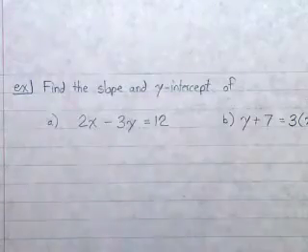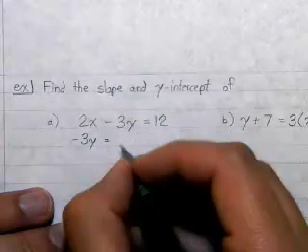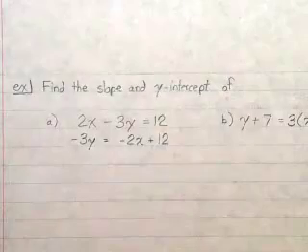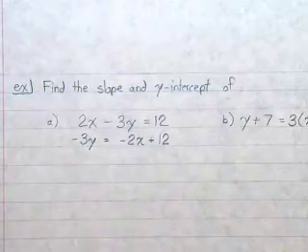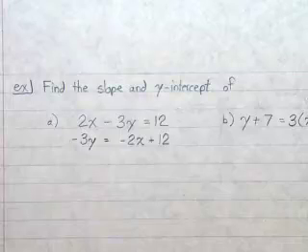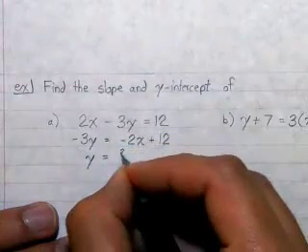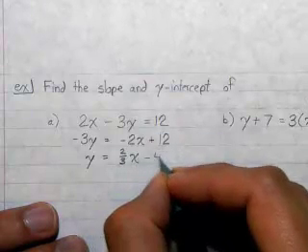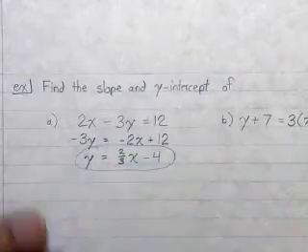Okay, subtract the 2x. So we've got negative 3y, and I'll just put the negative 2x first, just so we're starting to look the way we want to look here. Negative 3y equals negative 2x plus 12. Okay, and then? Yeah, divide everything by negative 3. So y equals, this would be a positive 2/3 x. 12 divided by negative 3 is negative 4. Okay, so in the slope-intercept, we've got 2/3 x minus 4.